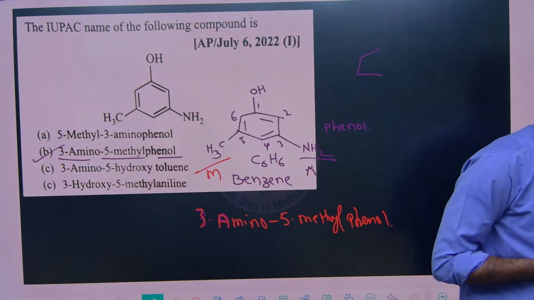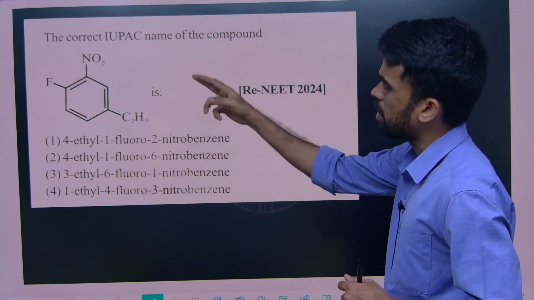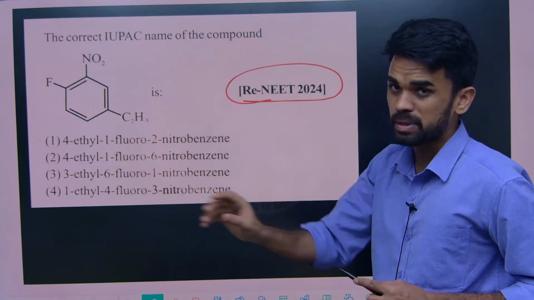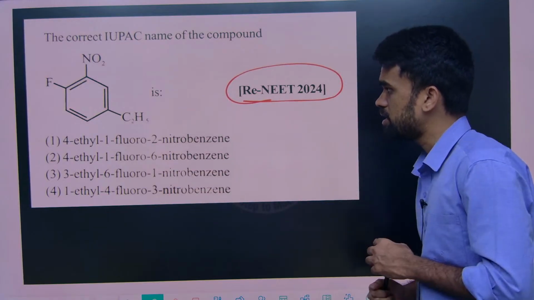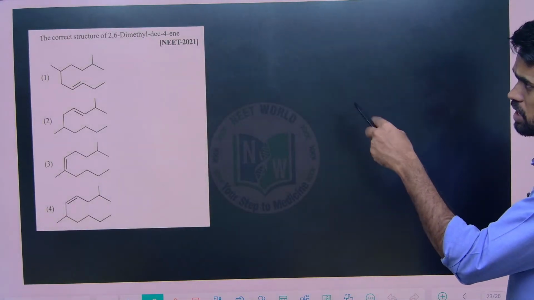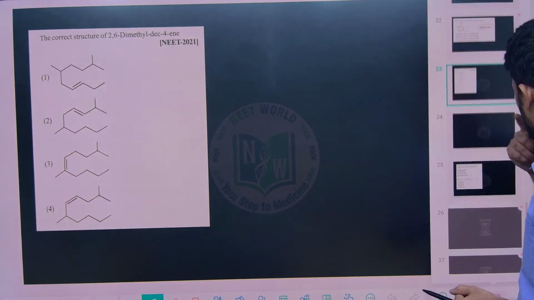Like this, you just try some questions from our discussion. Try to name this compound. This is a NEET question, but it is easier than the previous one. Just try it. If you are unable to solve it, I will explain it next. This is also easy, you can answer. Okay, let's move forward then.